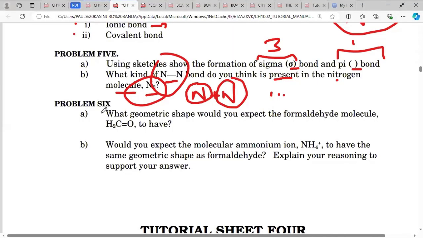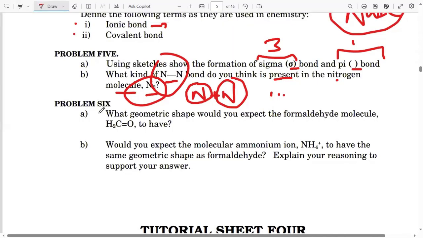So, okay, question 6 now, they are asking us about the geometric shape that we would expect from our molecule to have. For you to determine the geometric shape, the first thing you have to do is write the Lewis structure. If you don't know how to write Lewis structures, guys, there's a video on Drive. Please watch it, because drawing the Lewis structure will help you in a lot of different ways.